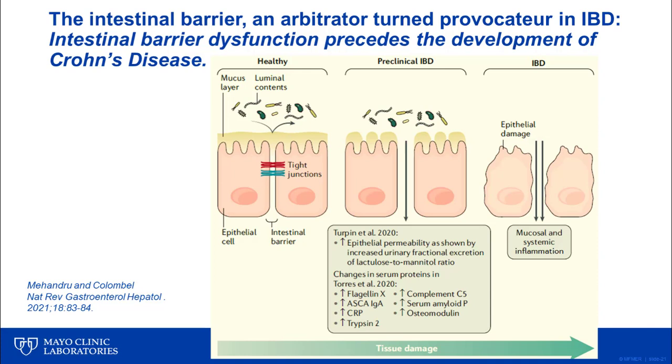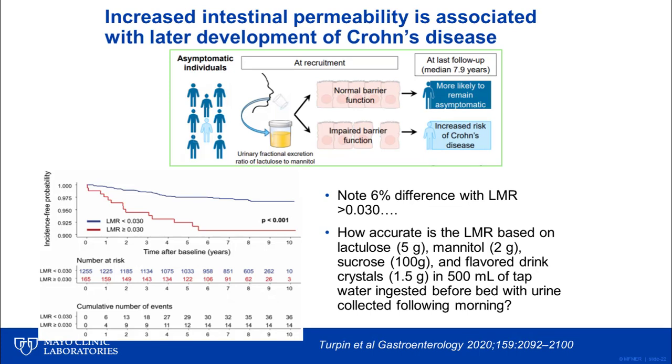But apart from these changes in the barrier function with intestinal permeability, there's also evidence, of course, that serum proteins may also be markers in these relatives of patients with Crohn's disease, markers that in the next 5 years, they might be developing Crohn's disease. And you see obvious examples there like ASCA protein, C-reactive protein, amyloid P, and complement C3. So certainly there are serological biomarkers that could be predictors of the development of Crohn's disease in family members. But let's focus on the permeability studies.